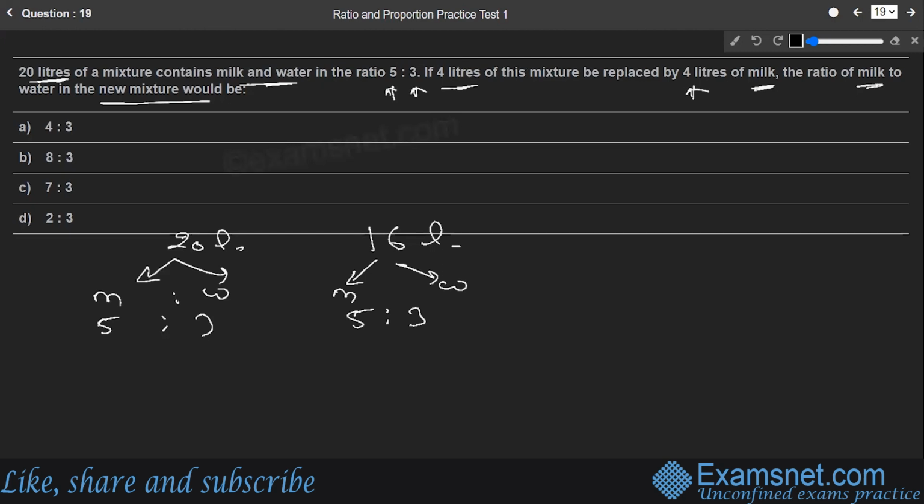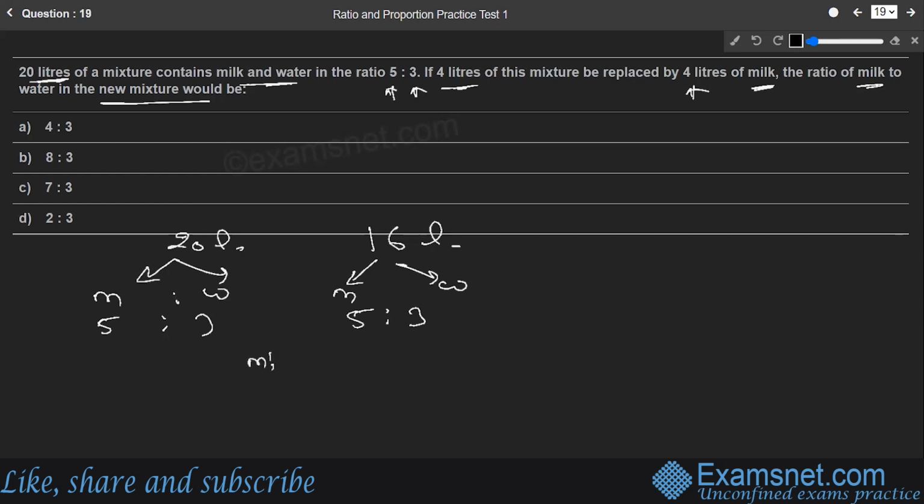Okay, if I remove some part of the mixture, the ratio remains undisturbed unless I add something into it. So I have removed some part of the mixture, so still the ratio remains the same, that is 5:3. So in that remaining 16 liters of milk and water, the ratio remains 5:3 only. Let us find out how much is the milk part in there.